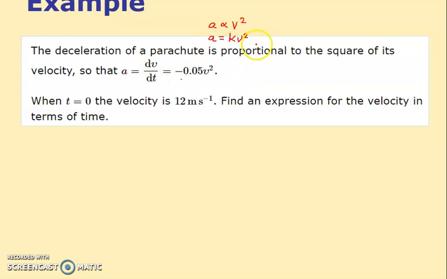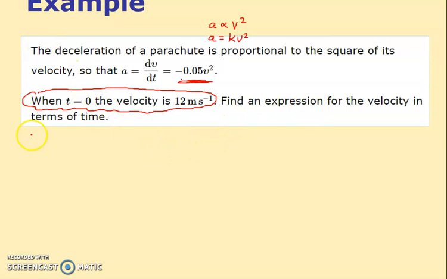So I've got this value for a, and a, of course, acceleration is dv by dt. So they're telling me that. Okay. And when t equals 0, the velocity is 12. So we've got a piece of information here. When t is 0, the velocity is 12, and we'll probably end up using that in a bit. Find an expression for the velocity in terms of time.